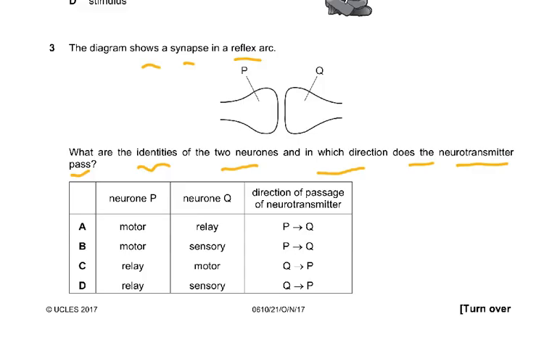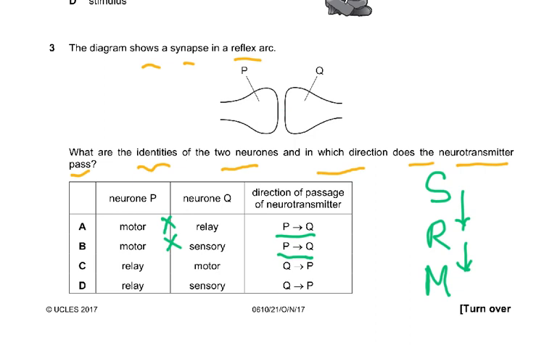This asks what are the identities of the two neurons, and in which direction does the neurotransmitter go. If it's P to Q, that is what is in these possible answers. Motor and relay? No, what did I tell you? It has to be sensory, relay, and then motor. So if it is saying between motor and relay, this is wrong. Then P and Q between motor and sensory, this is wrong. Okay, so now let's look at the other one.